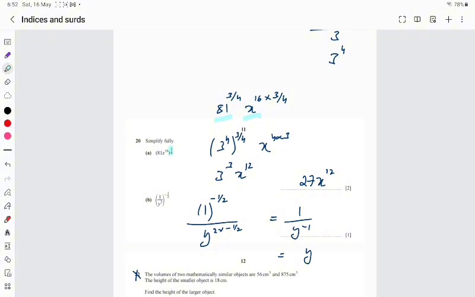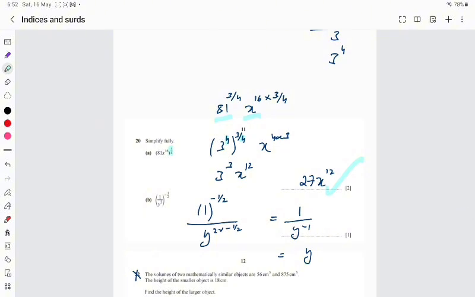Now it's better if you take prime factors of 81. 81 is 3 power 4, and if you simplify, this 4 and this 4 get cancelled out and you get 3 power 3. Likewise, 16 multiplied by 3 over 4 is 12. So this is the answer.